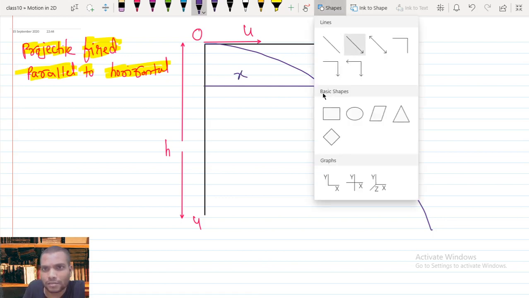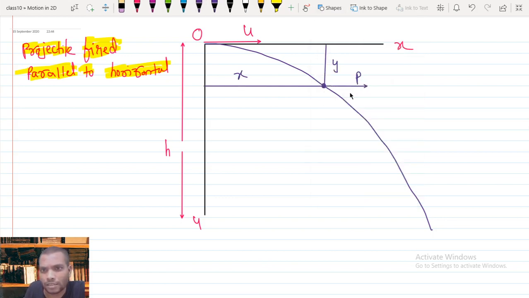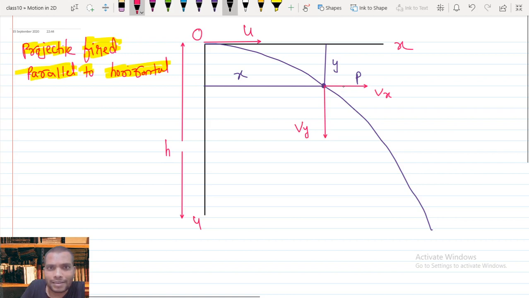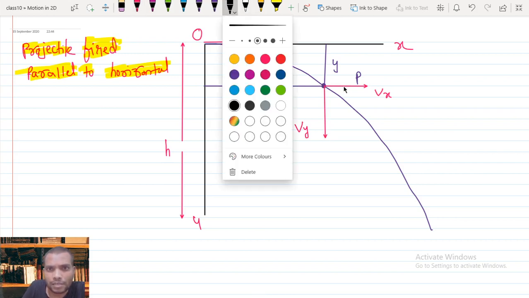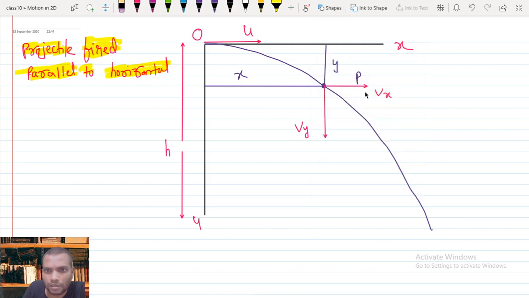Now at this point the object has two velocities: the velocity along the horizontal component, vx, which remains constant, and the vertical component, vy, the velocity in the vertical direction. And the resultant velocity, if I take it as a thick vector, is the resultant of these two components. So we can represent that v is the resultant velocity.